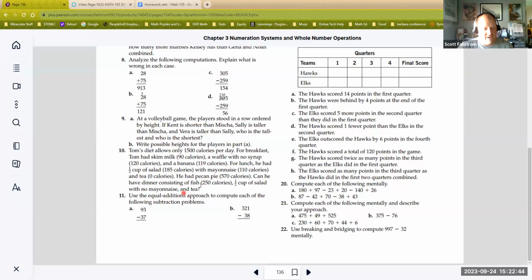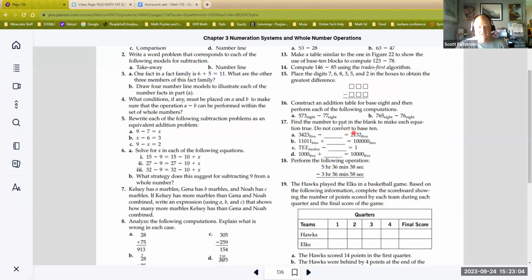Half cup of salad with no mayonnaise. Can he have fish and tea? And tea has no calories. Again, so we're just kind of looking at additions. In real life, though, this isn't done quite as much. I think almost everybody nowadays is using some kind of app to track their food consumption. You can scan things. So it's kind of a throwback question. I agree.